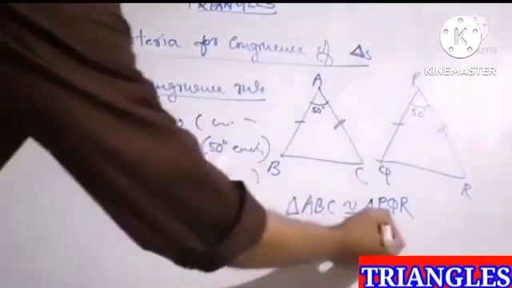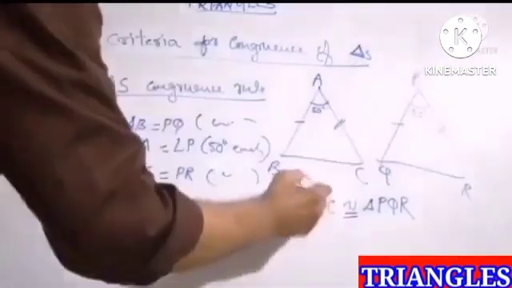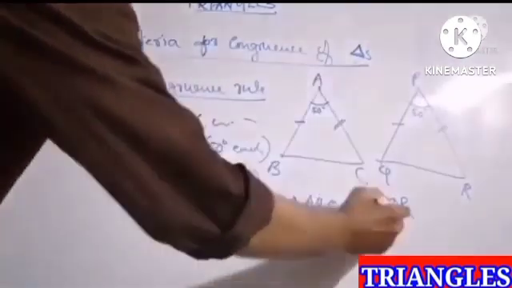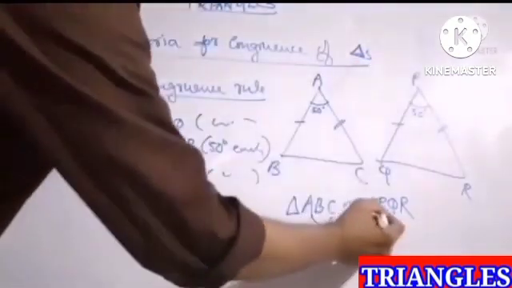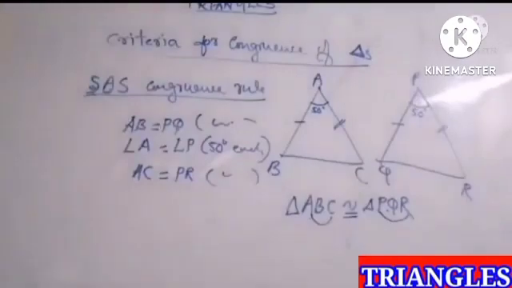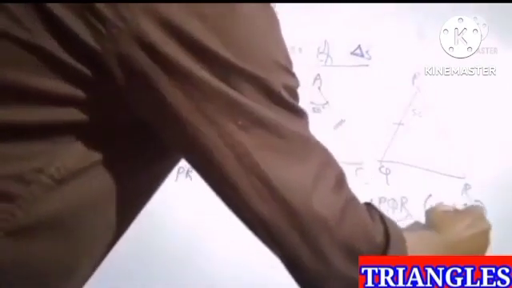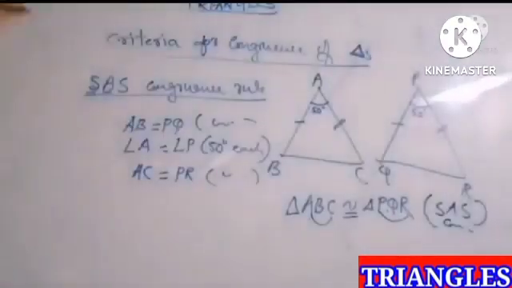Here angle R equals angle P. Correct. Then also AB equals PQ. Correct. Then AC equals PR. Okay, representing the same positions. So the reason is by SAS congruency. By SAS congruency, these two triangles are congruent.